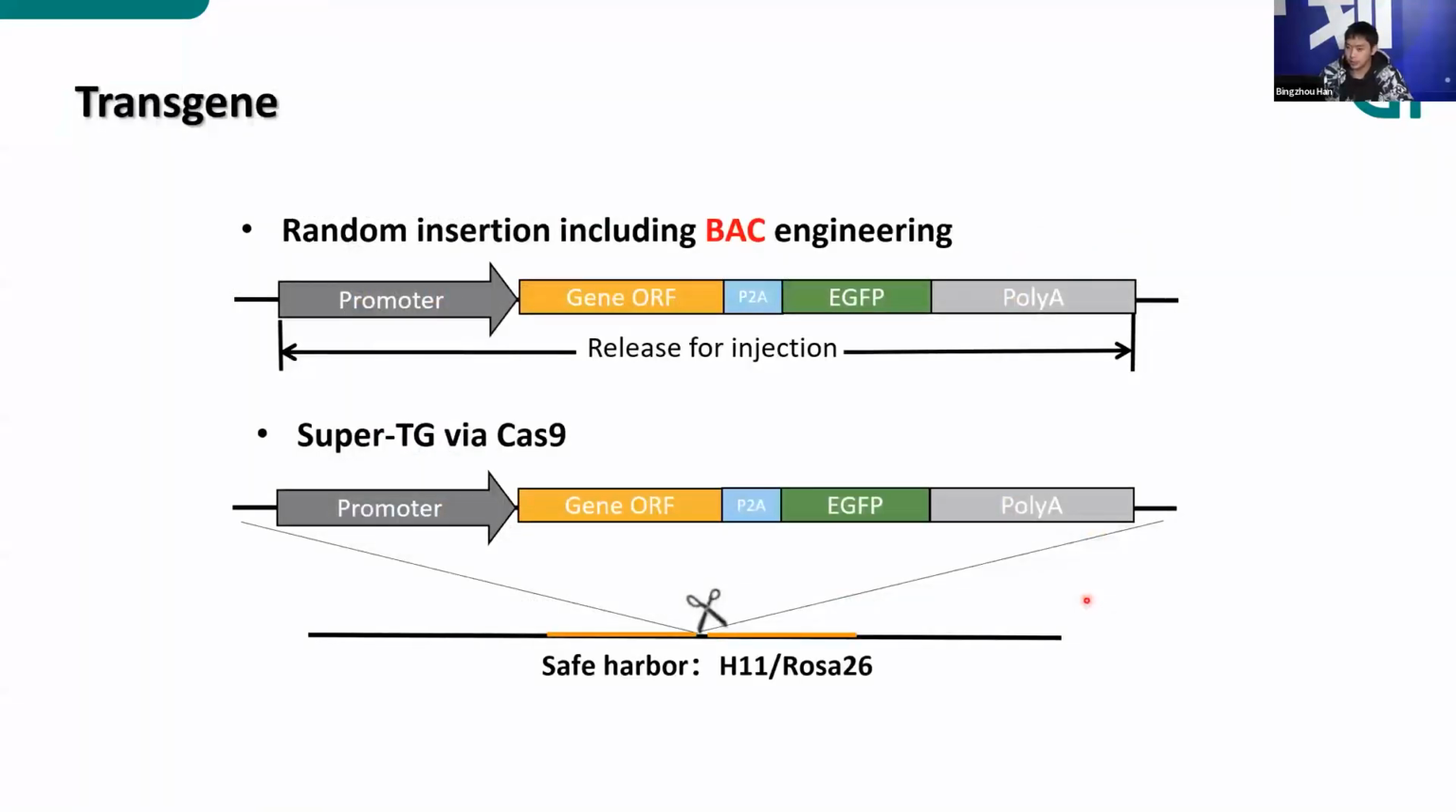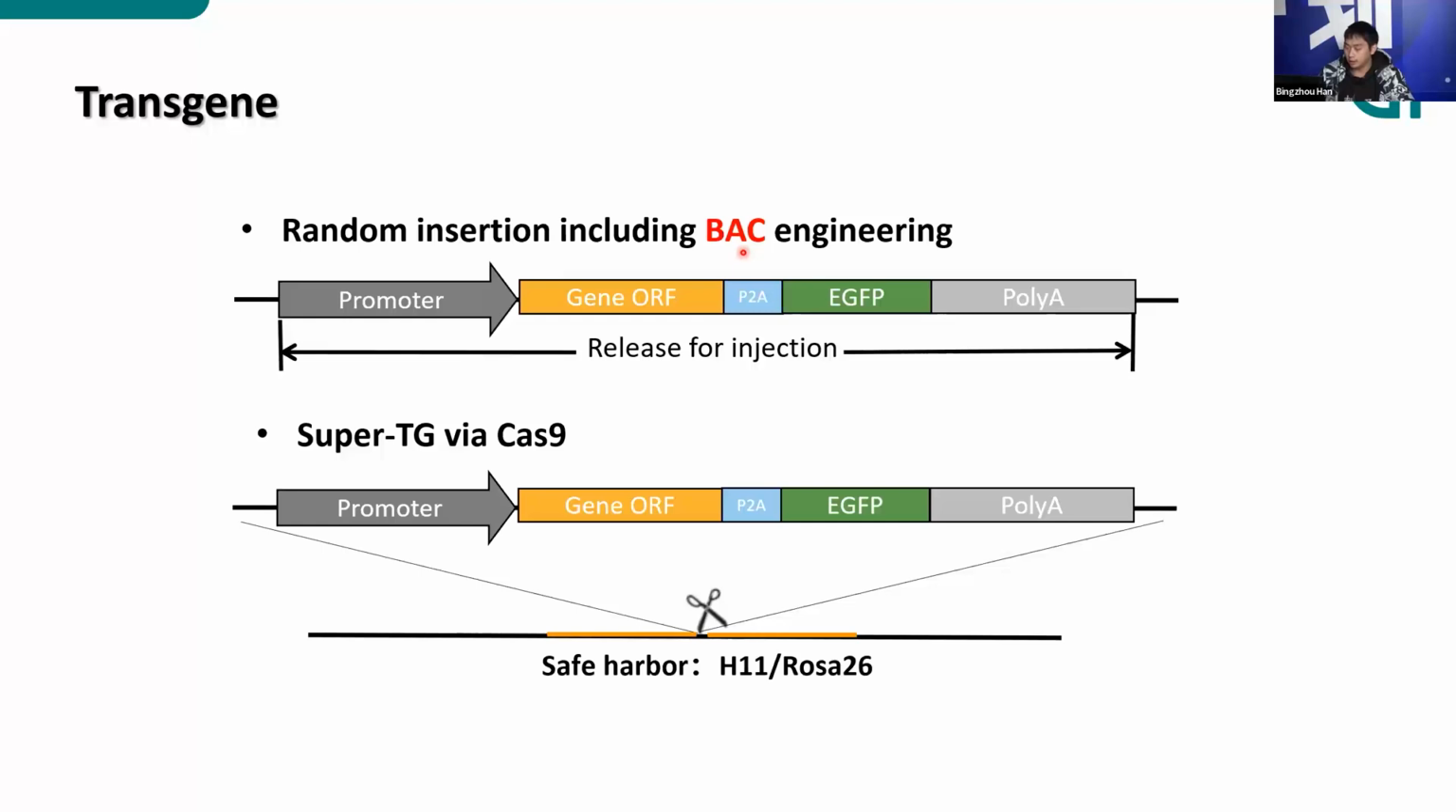Last, let's talk about the transgene. Traditionally, transgenesis could be done in a random way, by random insertion of linearized plasmids, or even linearized BACs if we need to keep some regulatory sequence, or we do not mind where the gene is, or we want to simultaneously introduce overexpression of multiple genes.